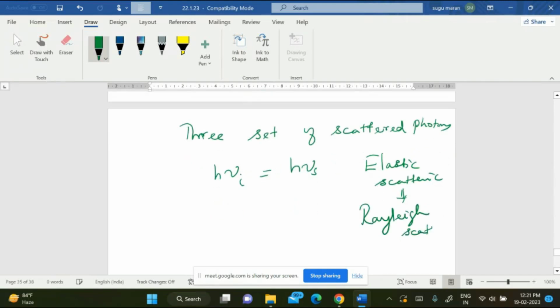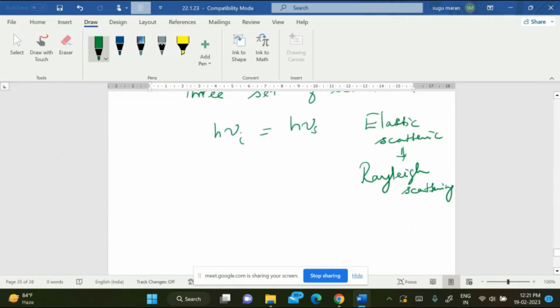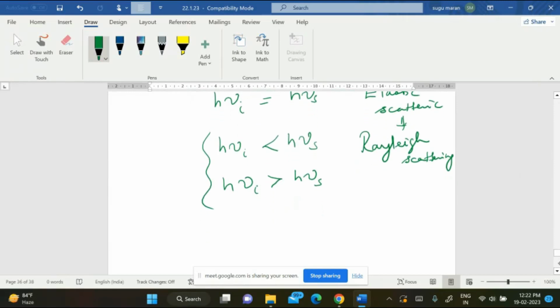Rayleigh scattering is an elastic scattering. In some cases, the scattered line has more energy than the incident line, so there is an energy increase in the scattered line. In the other case, the incident light energy is greater than the scattered, so the scattered line loses some energy. These are the two types of scattered radiation, and they are called inelastic scattered radiation.